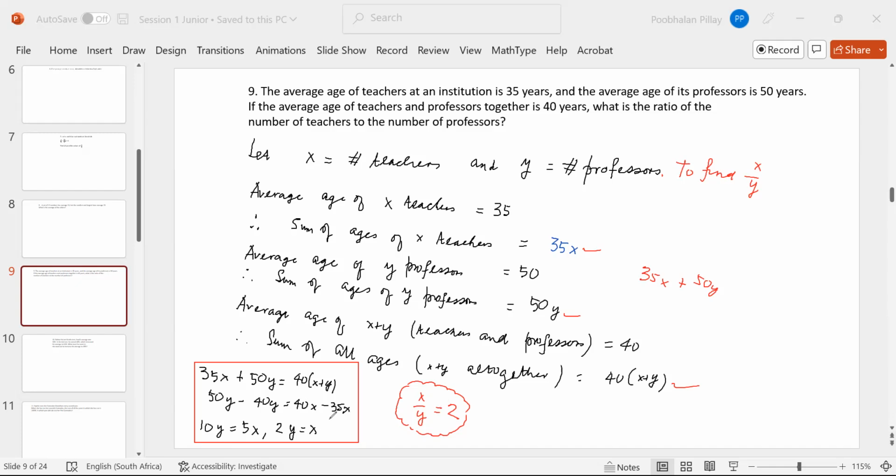And if 2y is equal to x, to get x over y, you divide on both sides by y. Then you get 2. If you divide this by y, you get x over y, and that's exactly what we needed to calculate. So x over y is 2y over y. That is 2. So that's the answer to that problem.